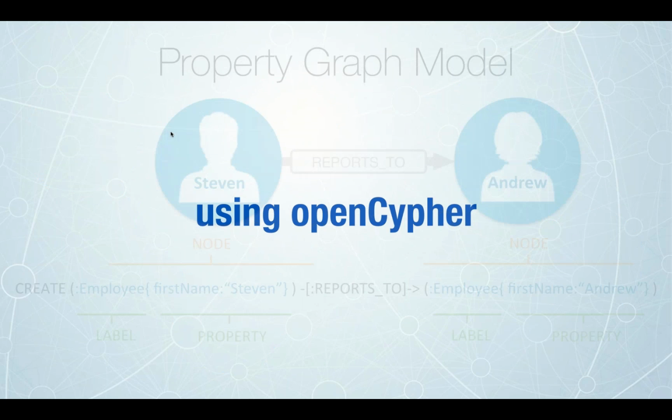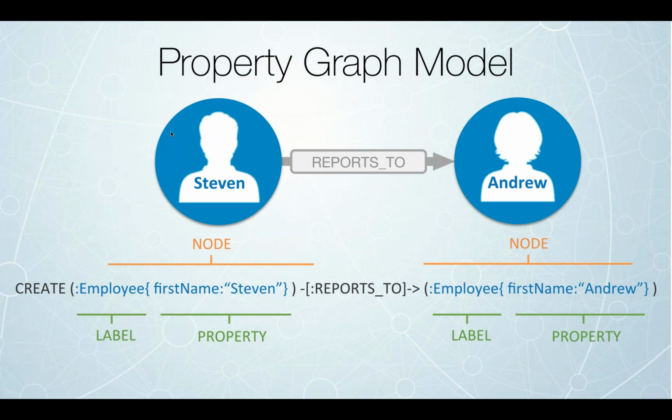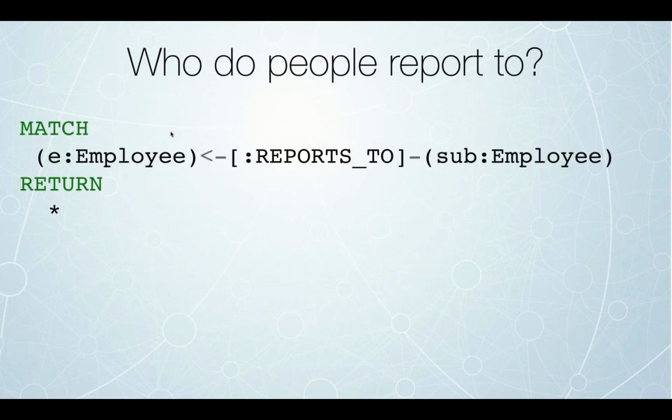Just jumping back to a simple Cypher example here. We'll look at relationships with this reports to type, representing our organizational hierarchy. The first query we want to run is who people report to. So who is your boss? We do this with a simple match statement specifying the label of the node that we're looking for, employee, and we want to find employees with this reports to relationship and then return all the results that we find. And what we get is this graph that looks like this.